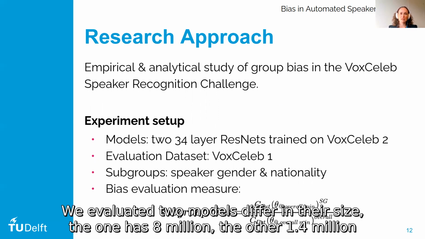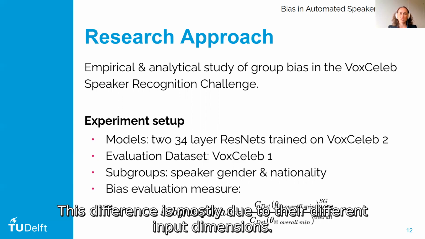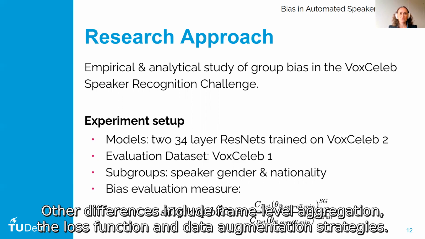We evaluated two models with different sizes. The one has 8 million, the other 1.4 million parameters. This difference is mostly due to their different input dimensions. Other differences include frame level aggregation, the loss function, and data augmentation strategies.